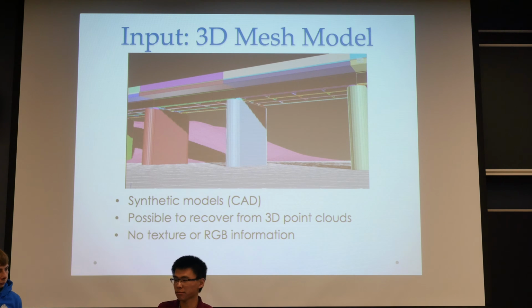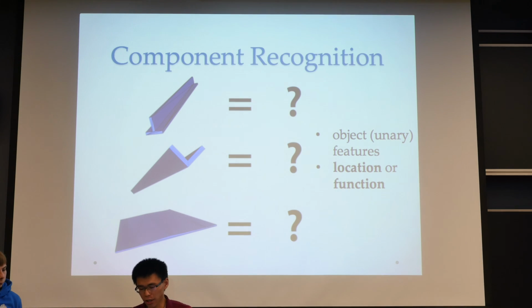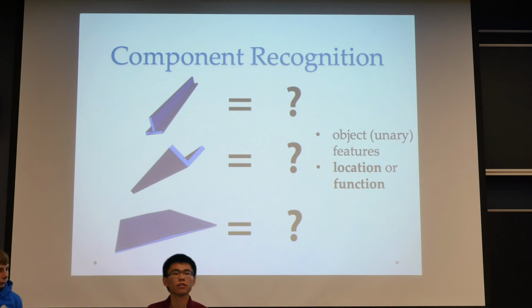Also, because this is essentially a multi-class classification problem, we would very much want to try a deep network on this. Unfortunately, we don't have this much data because 3D mesh models are very hard to obtain. So given all these objects or different components in this bridge, how can we recognize them? The features we need extracted are not only the features of the object themselves, but also its location or its function.